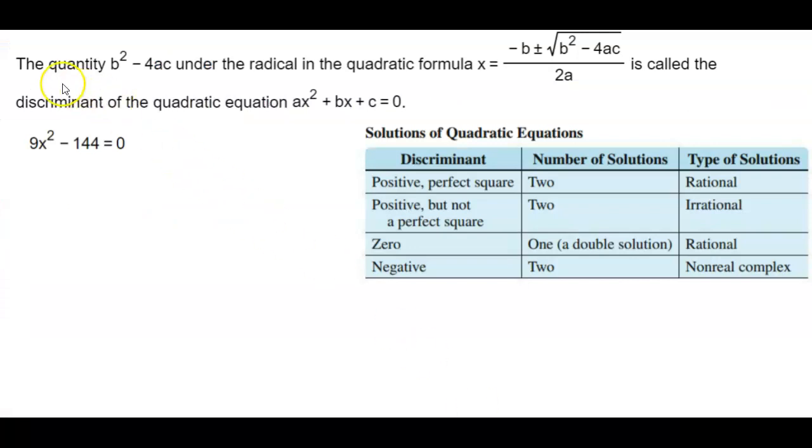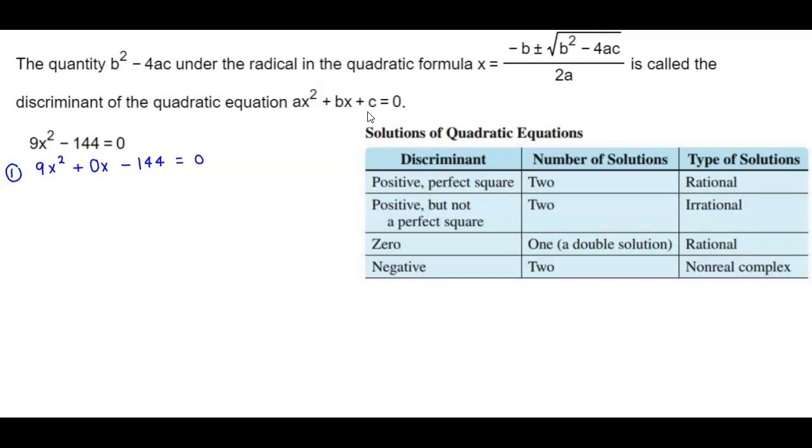Okay, so remember that the quantity b squared minus 4ac under the radical in the quadratic formula is called the discriminant of the quadratic equation ax squared plus bx plus c equals 0, and that's the standard form. Now we need to put this in standard form, so the best way is to do the following. We have 9x squared. There's a missing term, and that is 0x, minus 144, and that's equal to 0.